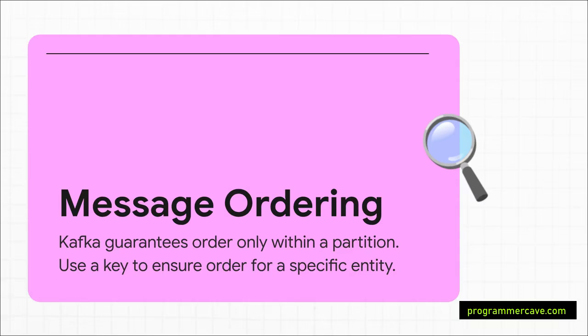So the trick to getting all the events for one customer in order is to use a consistent key when you produce the message. For example, if you always use the user ID as the message key, Kafka's internal logic will make sure that all messages for that specific user land in the very same partition. And since order is guaranteed in there, your problem is solved.